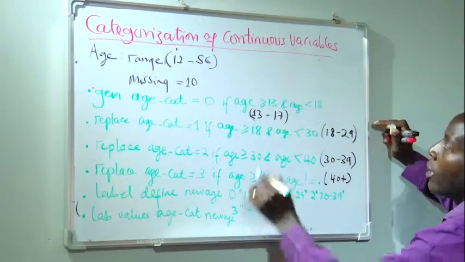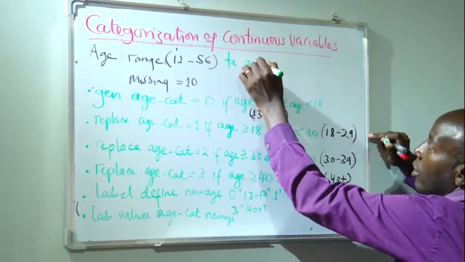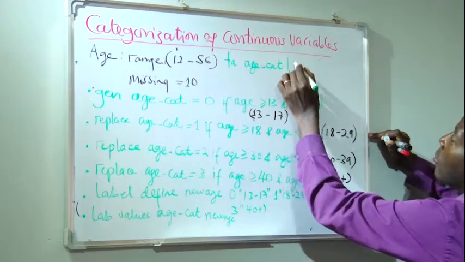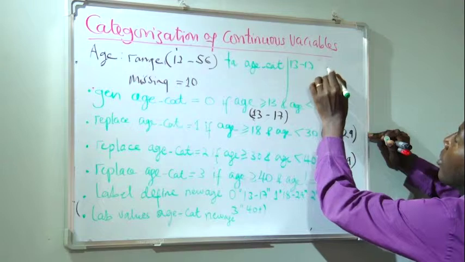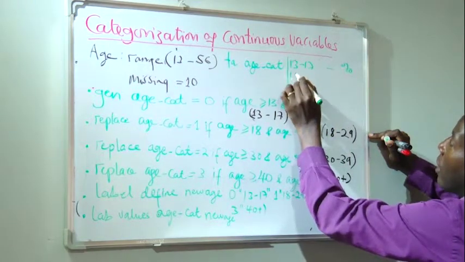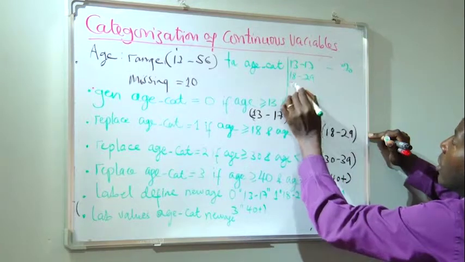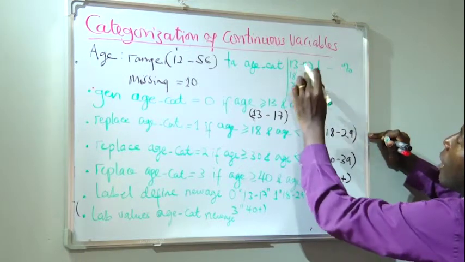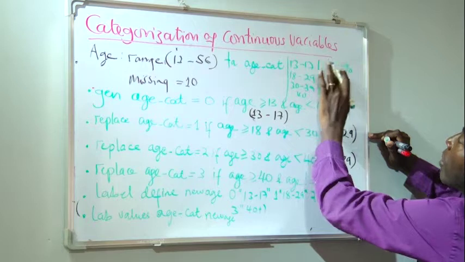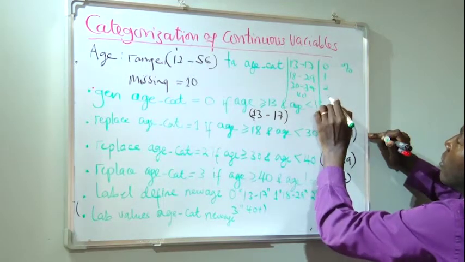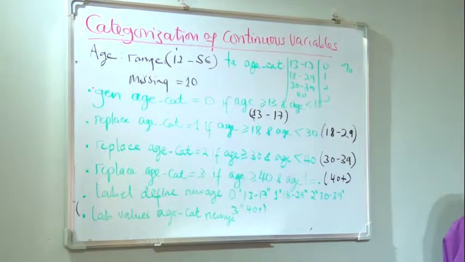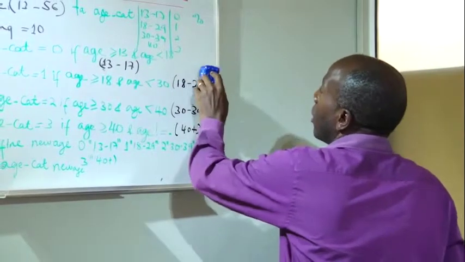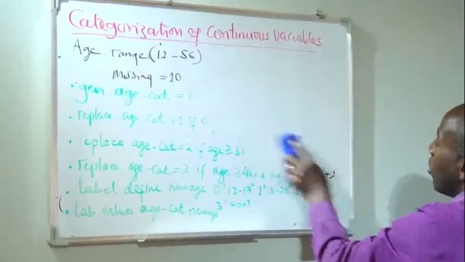So that when you analyze your data, for example, you say tab age cat. In this table, things will come out as 13 to 17, it will give you the number and the percentage. Then 18 to 29, 30 to 39, 40 plus. They will come out as the actual labels instead of coming out as 0, 1, 2, 3, and then you start struggling what was 1, what was 2, what was 3. So this is the importance of making sure that you label those variables.